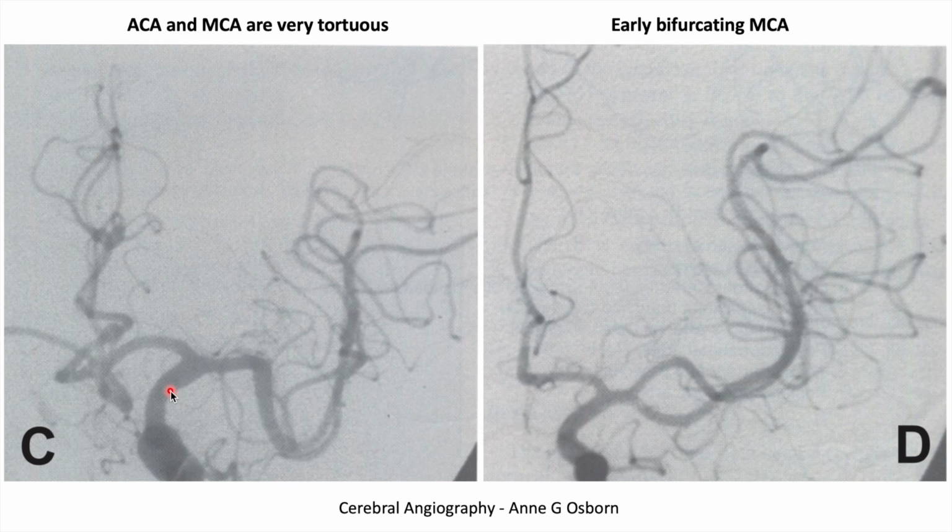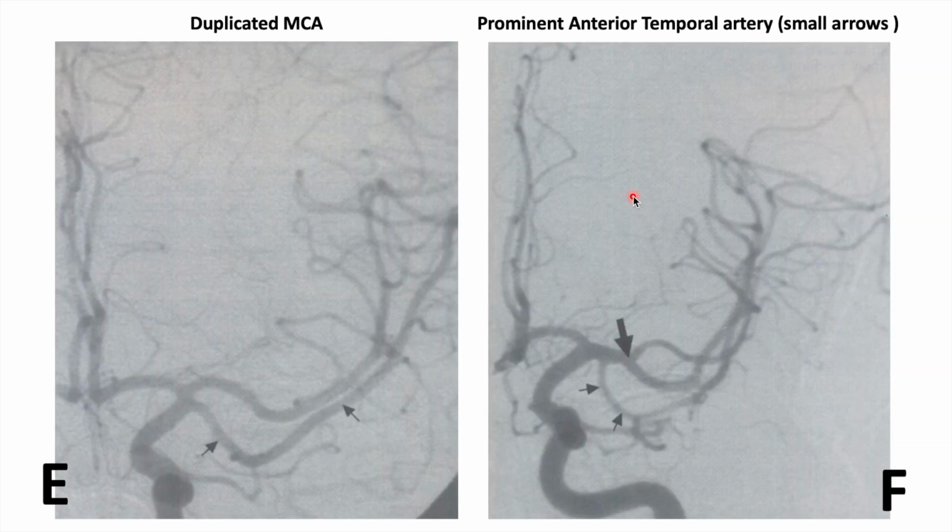You can have a very tortuous segment, which you can see in old age especially. So that's also an MCA configuration. You can have an early bifurcation of the MCA. Then you can have a duplicated MCA where both arise from the internal carotid artery. You can have a very prominent anterior temporal artery, which is indicated here. And it's important to realize that this is not an M2, this is just a prominent anterior temporal, and the M2s are here onwards.